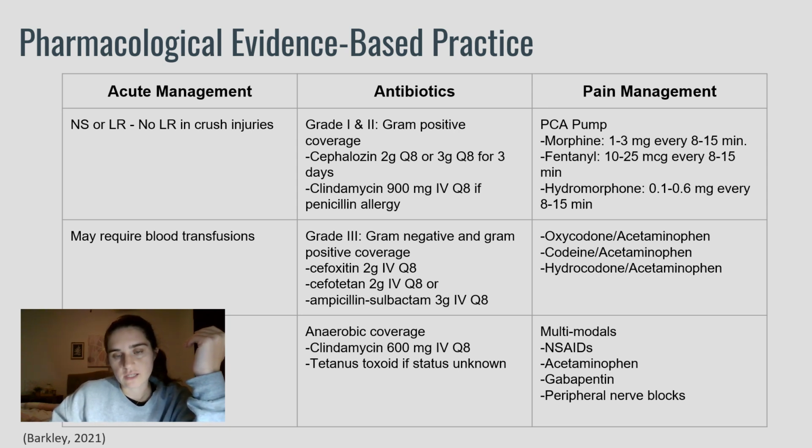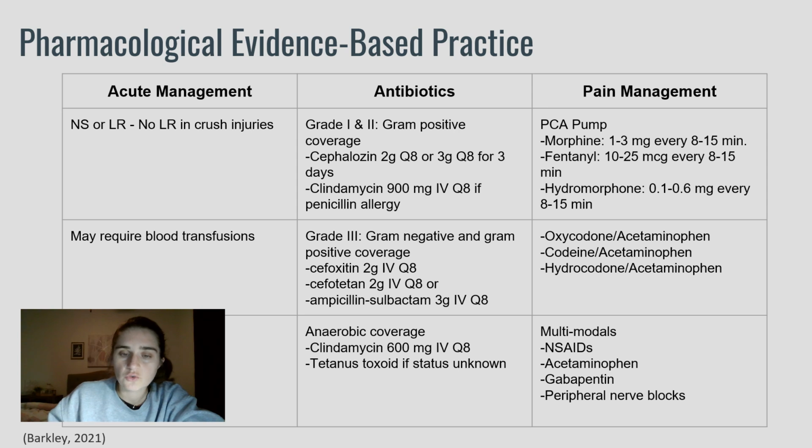If the patient has sustained a grade 3 fracture, then they need gram-negative and gram-positive coverage. So you can use cefoxitin 2 grams IV Q8, cefotetan 2 grams IV Q8, or ampicillin sulbactam 3 grams IV Q8. If MRSA is suspected in the patient, then you can also add vancomycin, and then obviously they just need their vanc trough. If you need anaerobic coverage, then clindamycin 600 milligrams IV Q8 can be used.